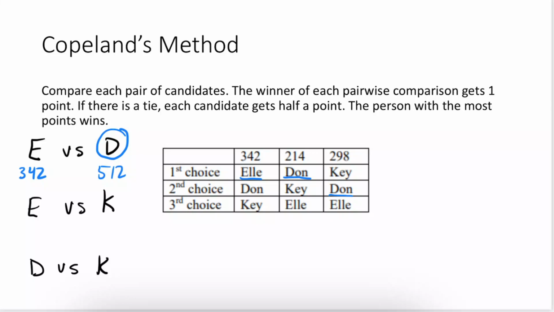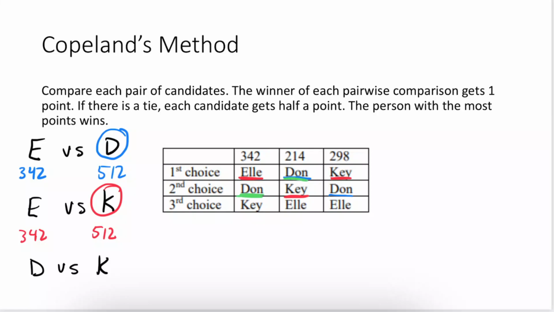Then you would do the same thing for L versus Key. And you would say, okay, well, L is going to get these points. Key will get these points. And Key will also get these points. And so in L versus Key, L would get 342 again, and Key would get 512, which means that Key wins that election.